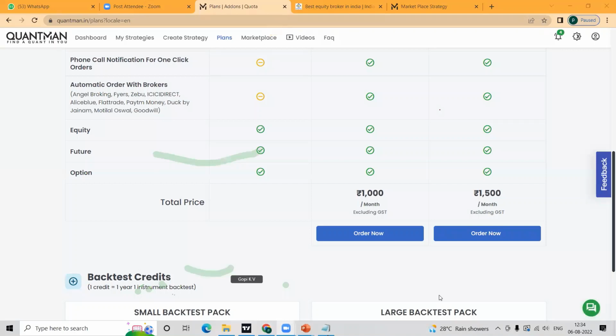I missed the free trial. Can we deploy the strategies mentioned there with the free trial? Yes, it is applicable only for 7 days. For 7 days, okay.